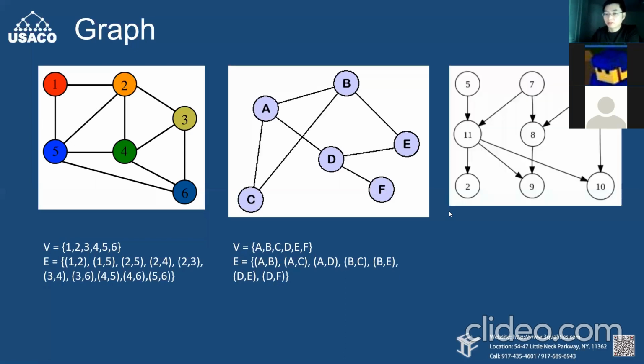Jeffrey, you there? How many vertices do we have here in the graph? What do you say? How many vertices do we have in the third graph?